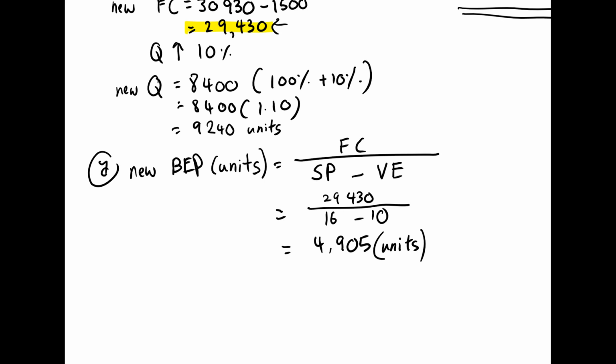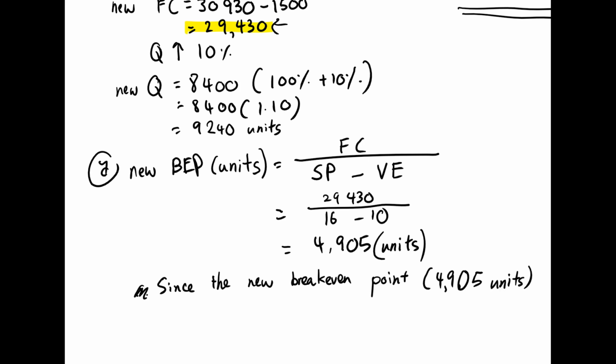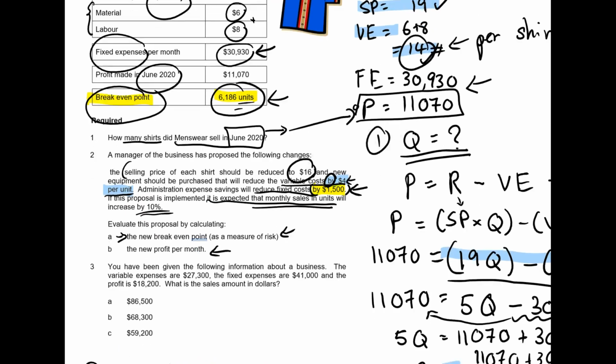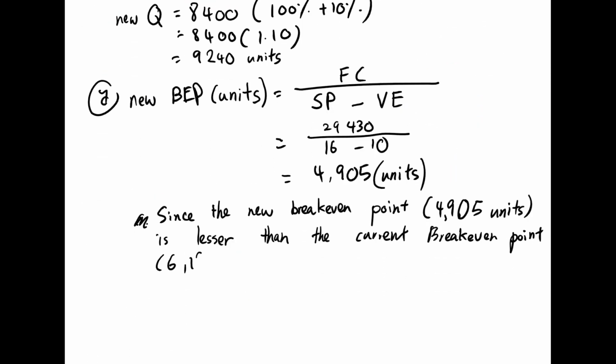So if they ask you for a conclusion, you can say that, since the new break-even point, 4905 units, is lesser than the current break-even point, which is 6186 units.